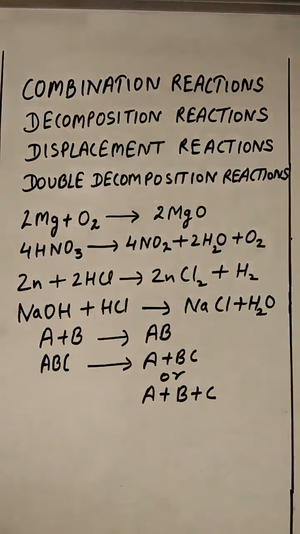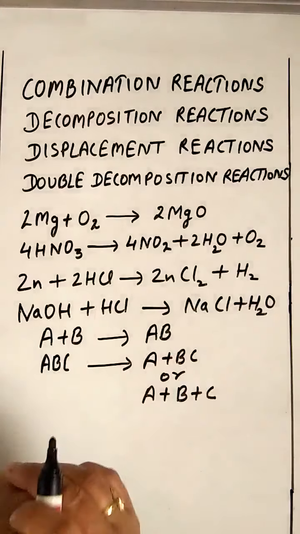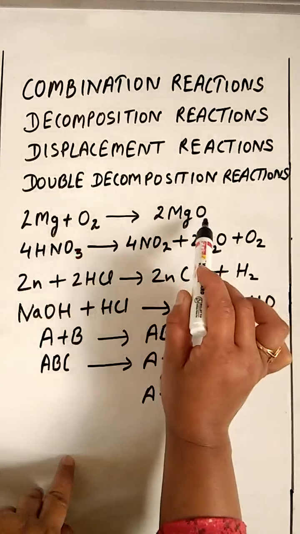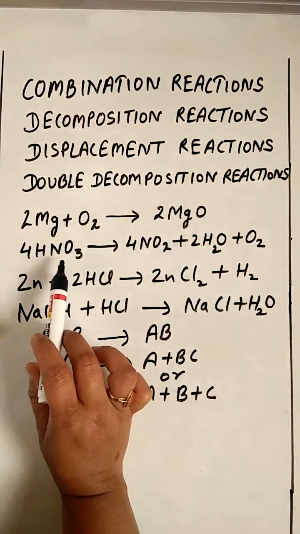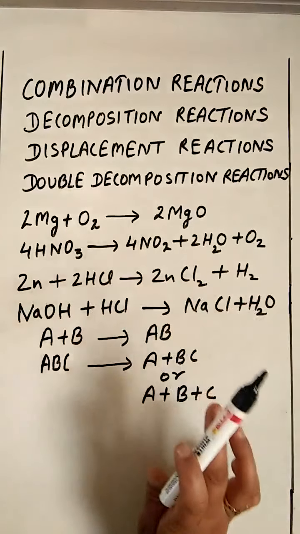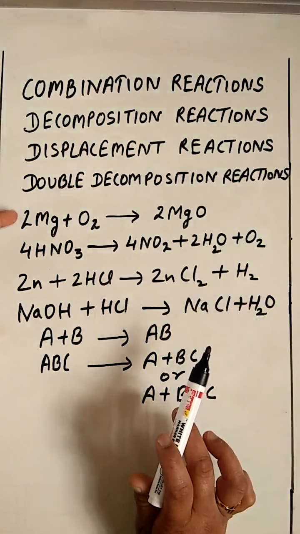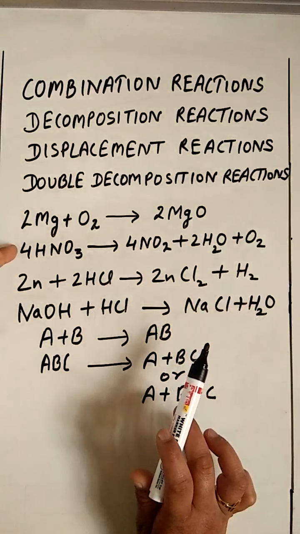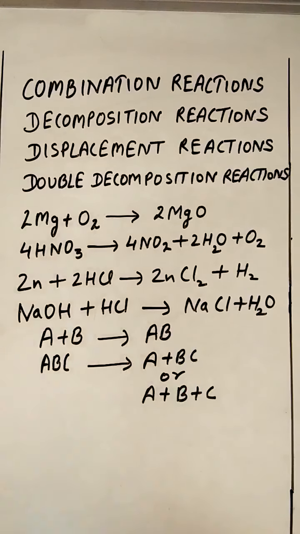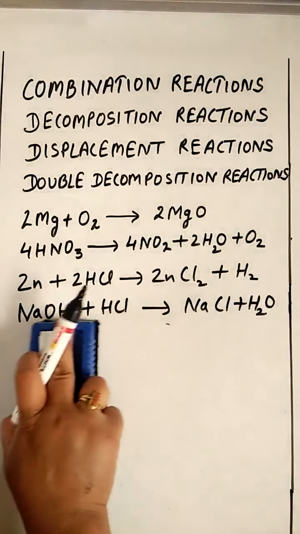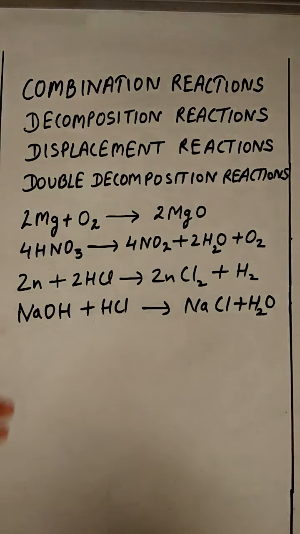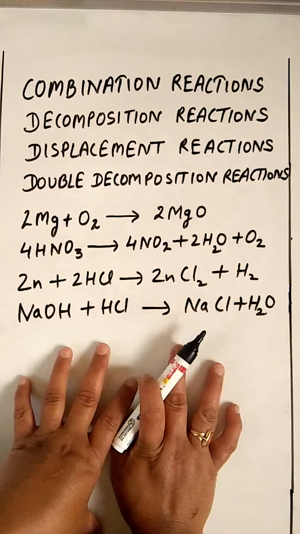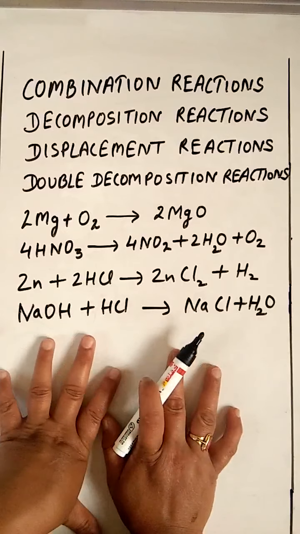Clear? Now, based on this explanation, we can clearly judge that in the first equation, there are two reactants, one product. And in the second reaction, one reactant and two or more than two products. So what kind of reaction is this first one? Yes, it is a combination reaction. And what about the second reaction? This is a decomposition reaction. Now, where we are having two reactants and two products, we have to find out what kind of reactions these are.